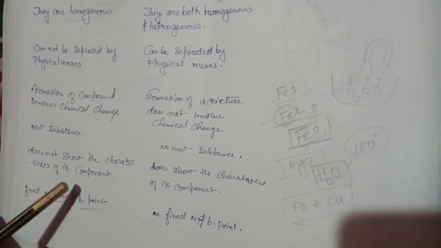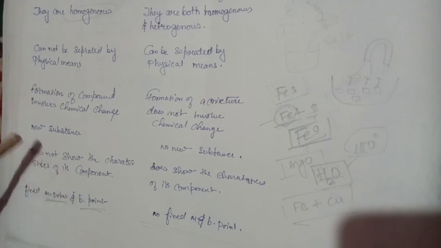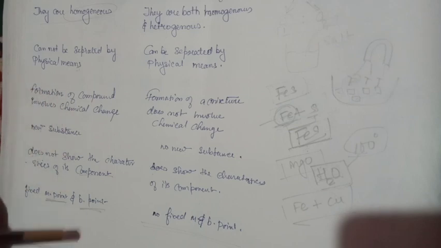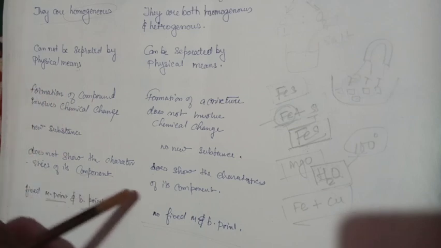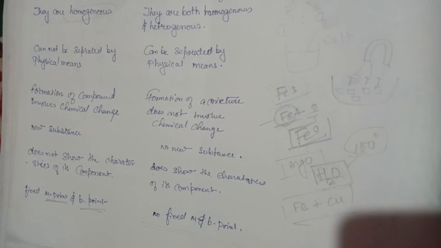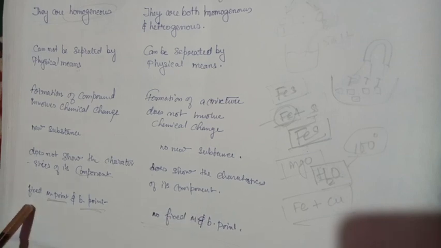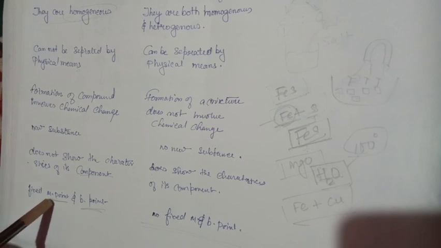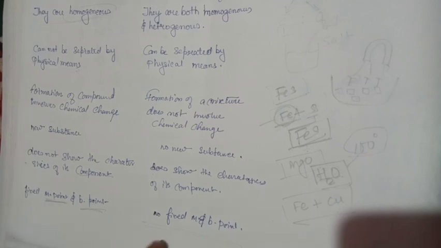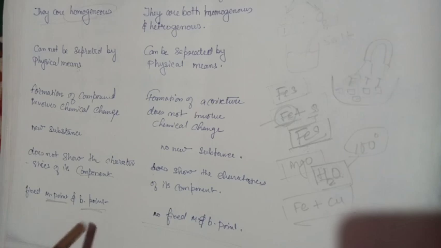The characteristics of a compound do not show the characteristics of the components it is made up of, and the characteristics of a mixture show the characteristics of the components it is made up of. Compounds have a fixed melting and boiling point, and mixtures do not have a fixed melting and boiling point.